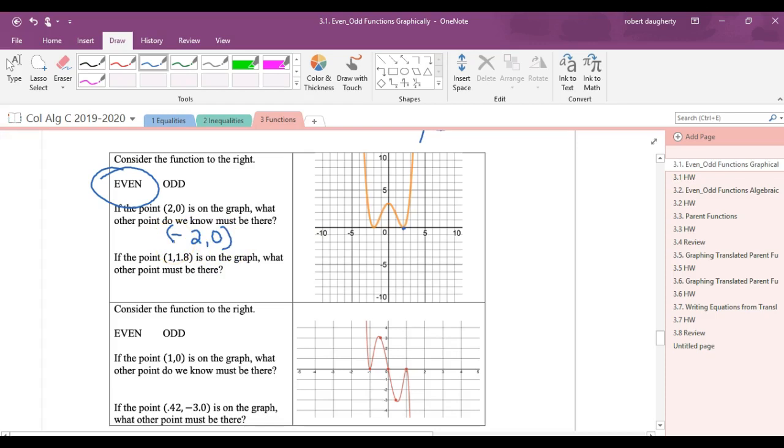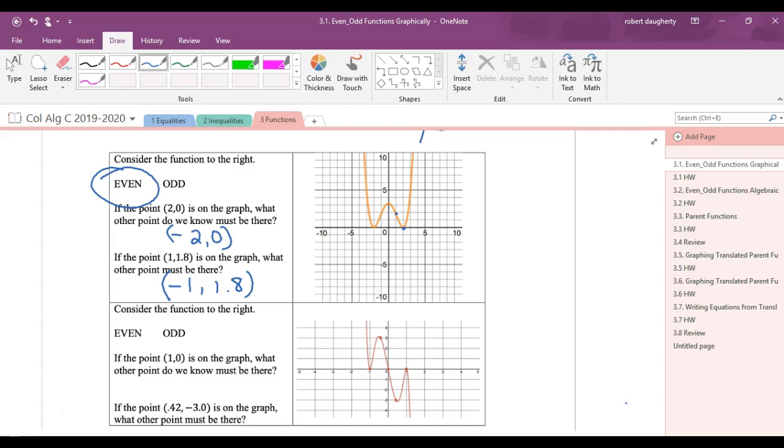If the point 1, 1.8 is on this graph, so 1, 1.8 is right there, what other point has to be there? Yeah, negative 1, 1.8 has to be on that graph. Otherwise, it's not an even function. So it's an even function, meaning if this point is on the graph, when I take the opposite x value, I got to get the same y value, okay?